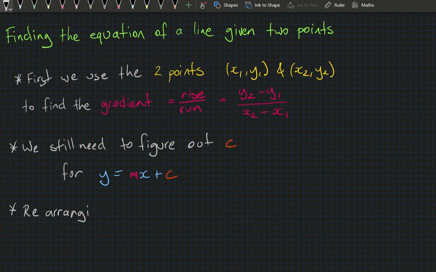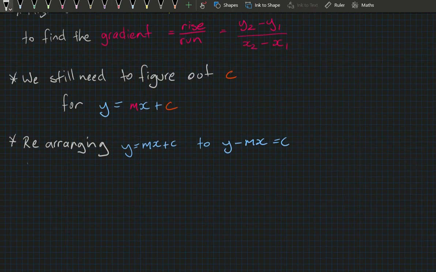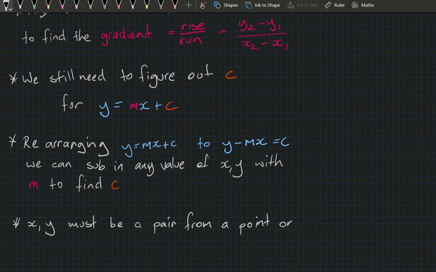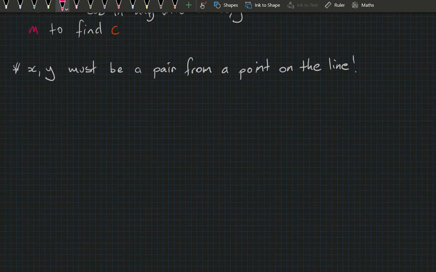However, we still need to figure out c for the linear relation y = mx + c. By rearranging y = mx + c to y minus mx is equal to c, we can sub in any value of x and y with m to find c. Just remember that x and y must be a pair from a point on the line. Okay, let's put these facts to work in example 21.